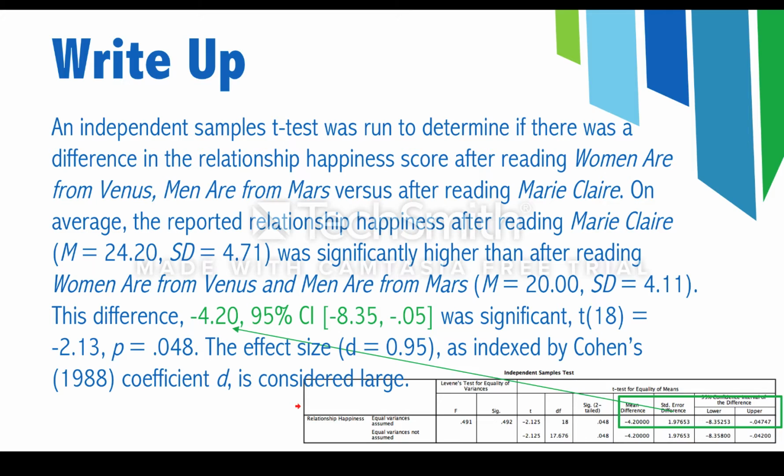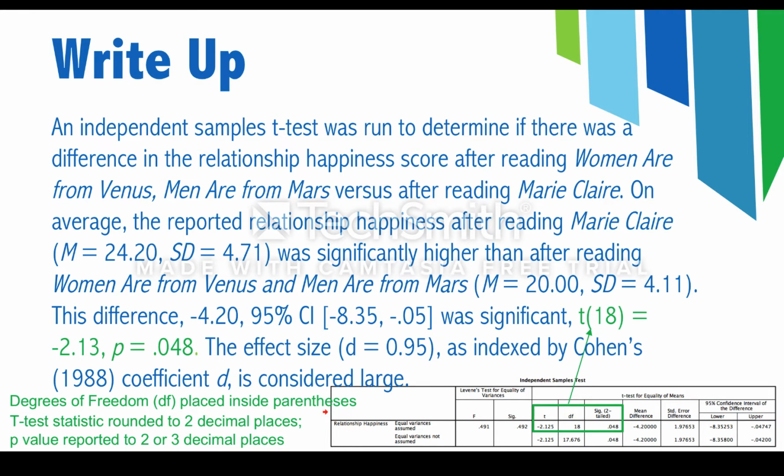And now I report the t-test results. So I give t, because that's your t-test statistic. And then in the parentheses, I write my degrees of freedom, which are given to you here in the chart. Those are placed inside the parentheses. And then the t-test statistic has to be rounded to 2 decimal places to follow APA style. So I write negative 2.13, I do a comma, and I say p equals 0.048, and I give the exact p-value as reported in the table.